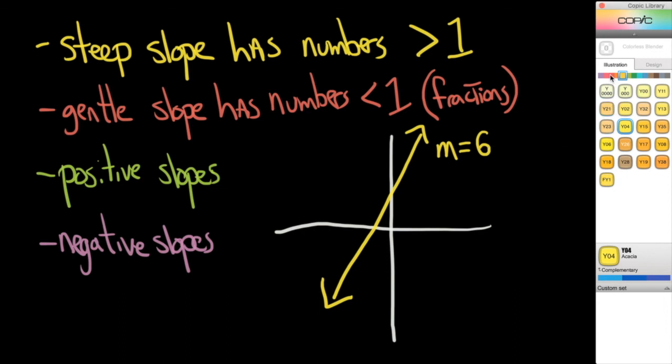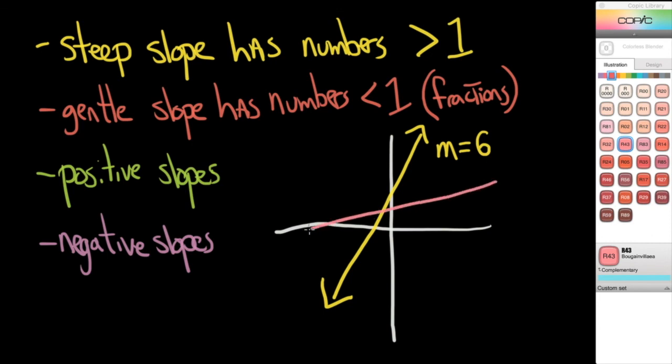And then I got my gentle slope. I want to show you what a gentle slope would look like. So I'm going to give you an example. Here we go. Whoa, that was really long. So that's a gentle slope. And I'm going to say that is where my slope is maybe 2/7. Cool.